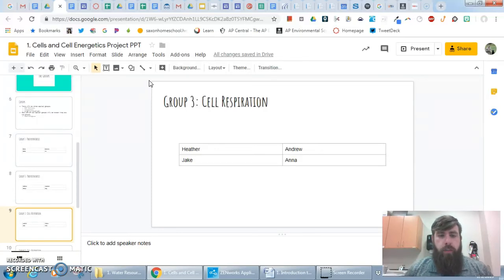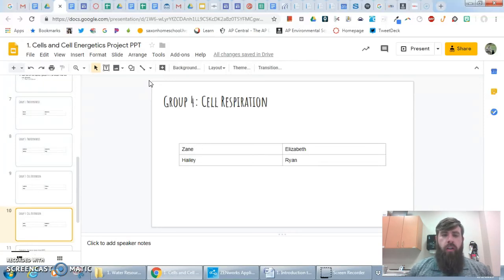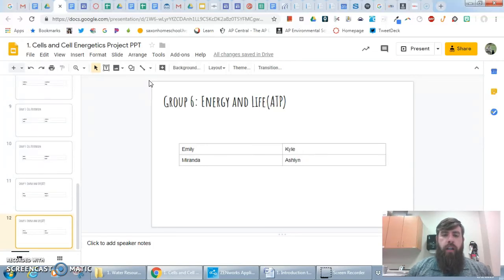Group 3, cell respiration, we have Heather, Andrew, Jake, and Anna. So you are working on cell respiration. Group 4, underneath cell respiration, Zane, Elizabeth, Haley, and Ryan. Group 5, energy and life, ATP, that is Ellie, Sophie, Paige, and Andy. And group 6, Emily, Kyle, Miranda, and Ashlyn.